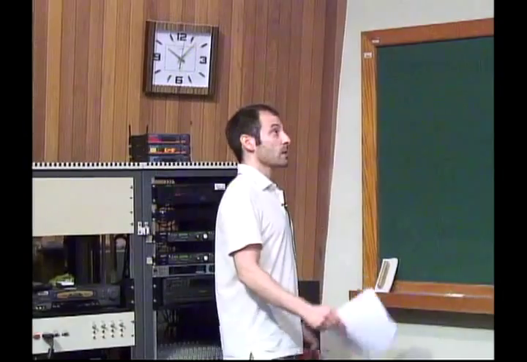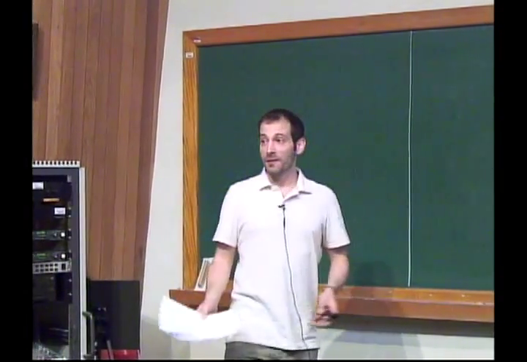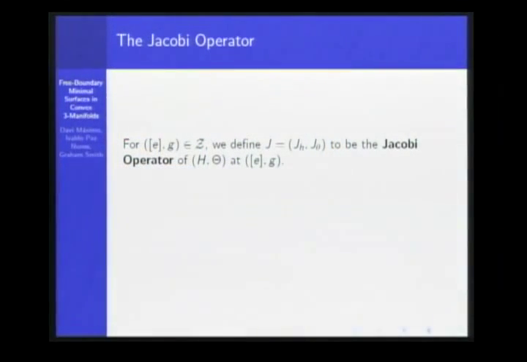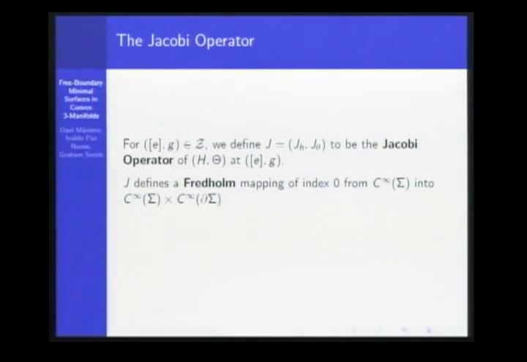What makes it much, much simpler was the realization that we made some weeks into working on this, that this pair, JH, J theta, actually defines a Fredholm mapping from C infinity sigma into C infinity sigma times C infinity delta sigma of Fredholm index equal to 0. So once you make that observation, the formal construction of the degree theory that we're wanting to study here is not too different from other degree theories that we've already done.